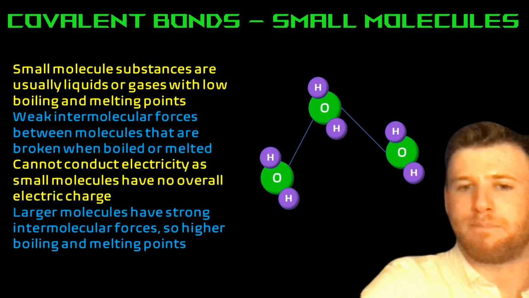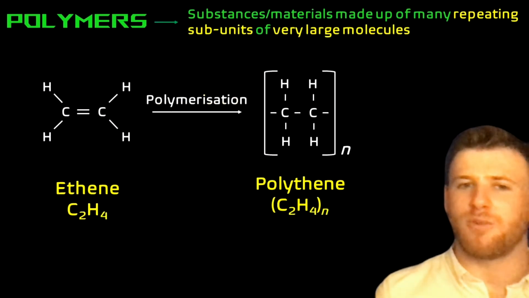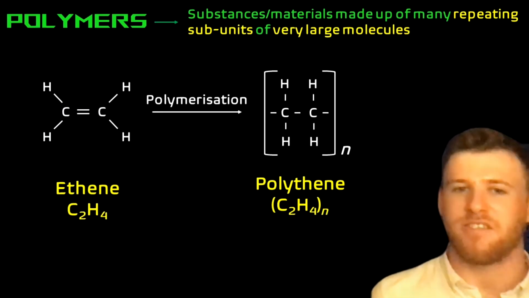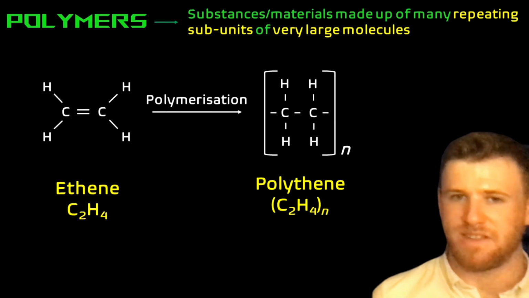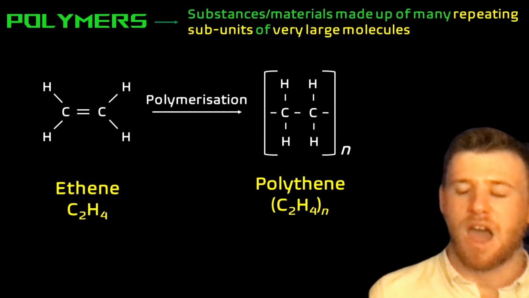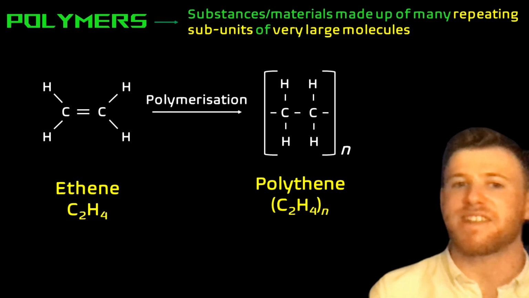Now, with covalent bonds, we can also form things called polymers. A polymer is a long chain of many repeating subunits, repeating again and again and again. And by a subunit, we just mean a smaller molecule or smaller compound. In this case, I've chosen ethene.